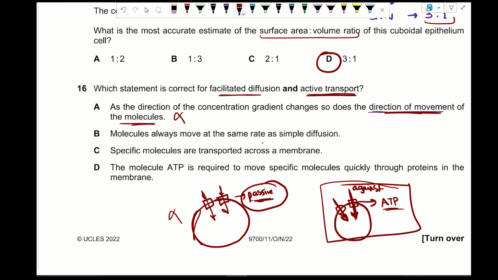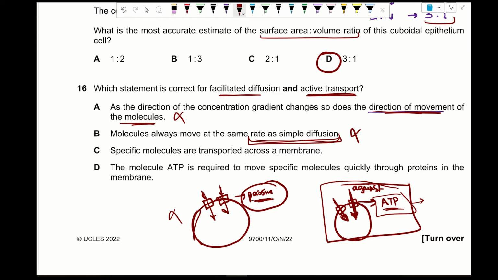B. Molecules always move at the same rate as simple diffusion. Now, active transport, we've said that it is an active process which requires ATP. Therefore, it makes more sense that active transport actually occurs faster than a passive mechanism such as diffusion or facilitated diffusion. Therefore, this is incorrect.